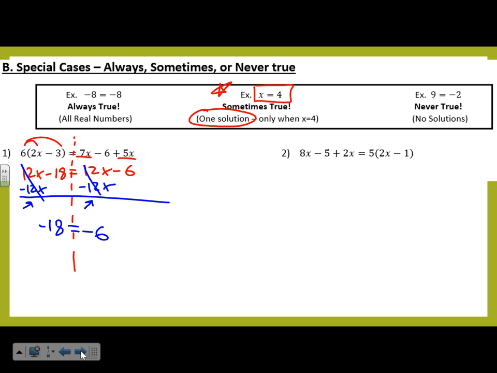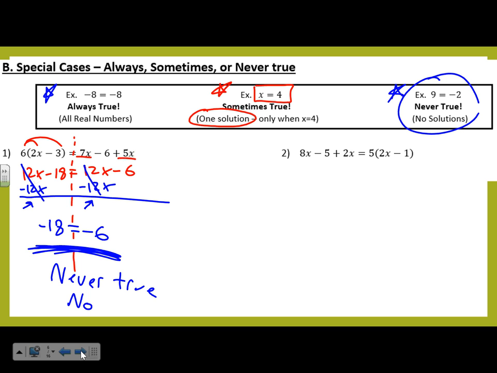So we know something is fishy when our x's, our variables, cancel completely. If that happens, we know it's either always true or never true. It's either all real numbers or no solution. Well, this is where you look at your answer. Is negative 18 indeed equal to negative 6? No, negative 18 is not the same as negative 6, so that means it's never true, or no solution. I don't care which way you write it. Again, I tend to like no solution better, but I'm pretty open-minded.